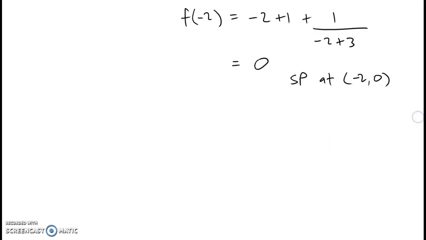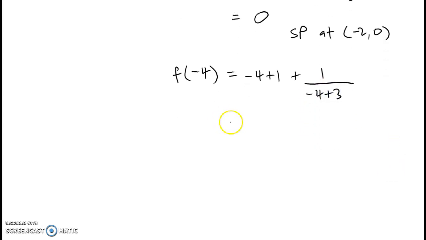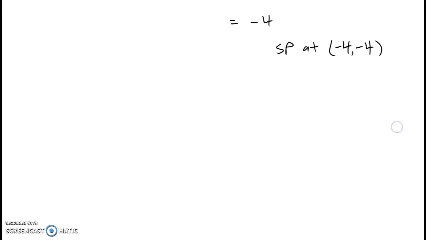That's one of them. And then the other one, f of minus 4 equals minus 4 plus 1 over minus 4 plus 3, which equals minus 4. So we've got another stationary point at (-4, -4). Alrighty, let's go ahead and determine the nature of those stationary points.